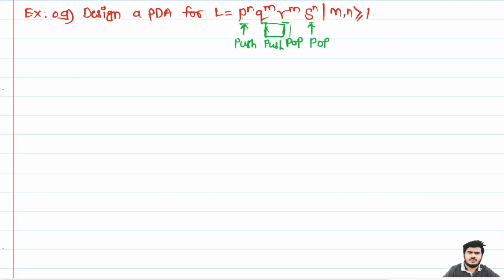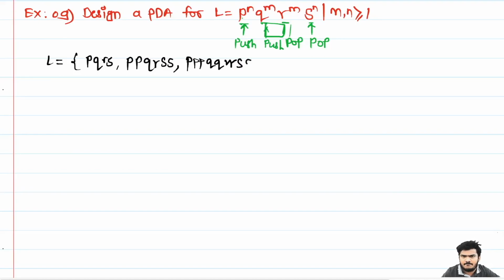Okay, so basically, if we write the language for this, how will the language look? The language contains the strings like: when n is equal to 1 and m is equal to 1, the minimum length string should be PQRS. When n is equal to 2, then the string becomes PP, and m is equal to 1, then QR, and this is SS, because n is equal to 2. When n is equal to 3 and m is equal to 2, then the string will be like this. Okay, and the language contains an infinite number of strings of this pattern.